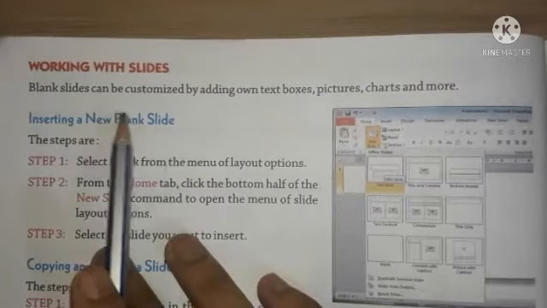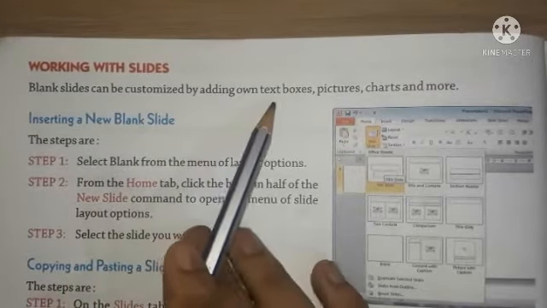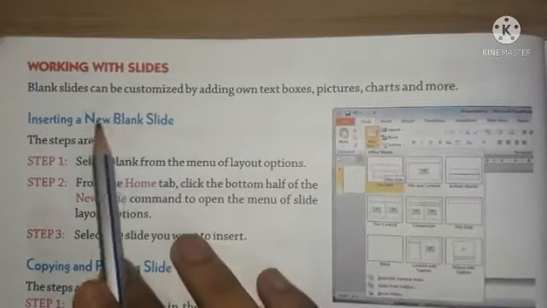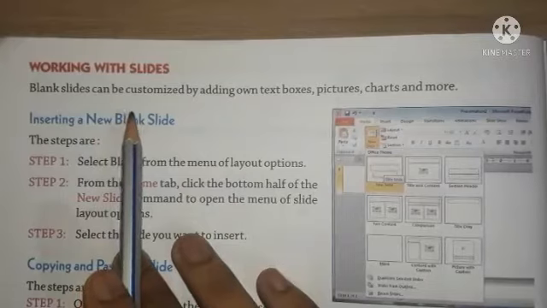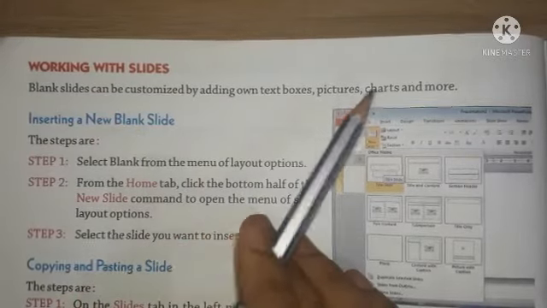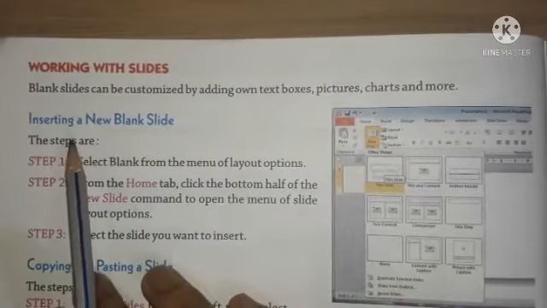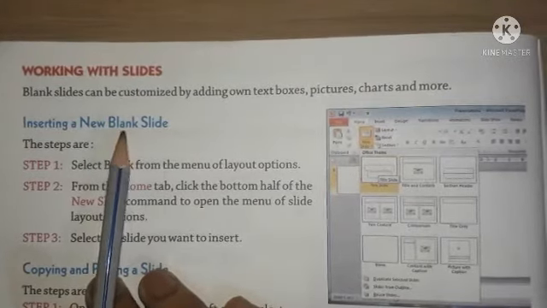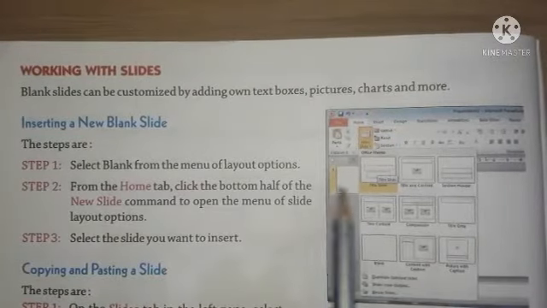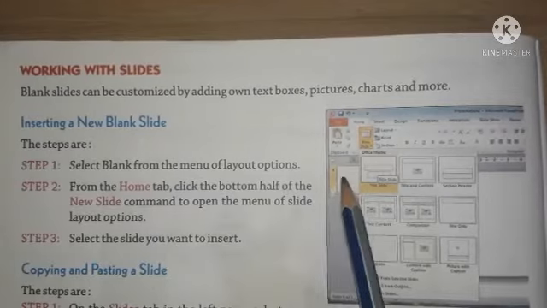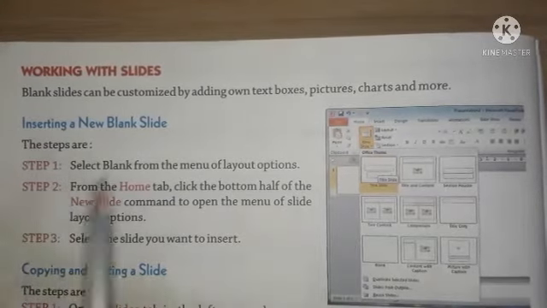Okay, so blank slides can be customized by adding own text boxes, pictures, charts and more. Means here it is given in a blank slide you can add your own text box, pictures, charts and many other things. So the first point is how to insert a new blank slide. Here it is given by default one blank slide. After that you want some more blank slides, so you have to add. So here the steps are given.